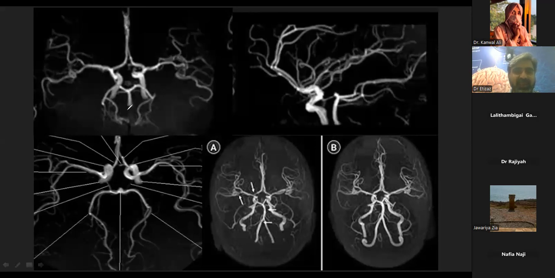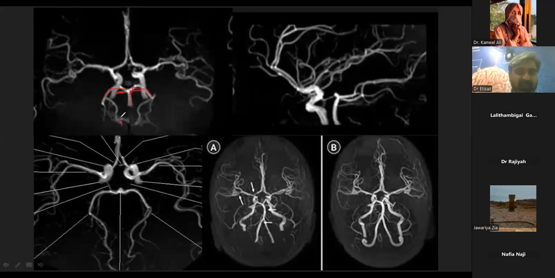You can see here, look at here. This is the basilar, the posterior circulation, basilar, and this is the PCA. What about this one? SCA. And what about this one? Superior cerebellar artery. This is not PCOM. This is the superior cerebellar artery.